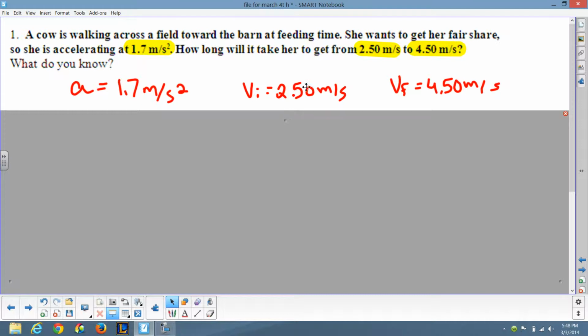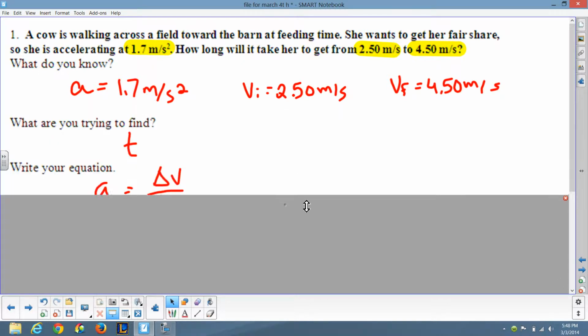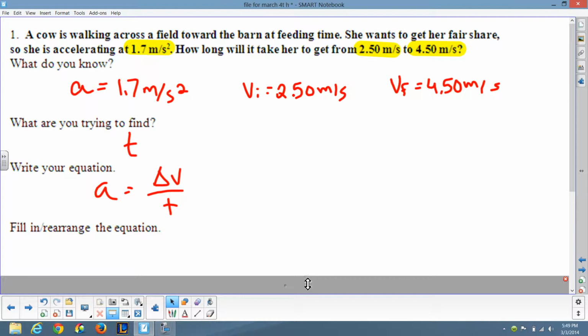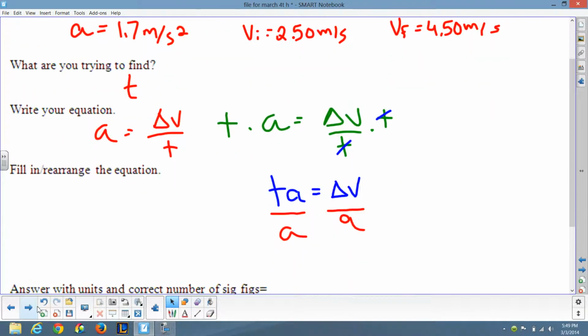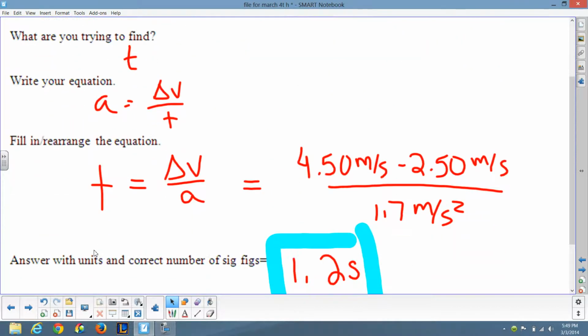The initial velocity is 2.5 because it went from. The final is 4.50 meters per second. It went to that. Trying to find time. There's my equation. I rearrange it by multiplying both sides times t. The t's cancel, and I'm left with time multiplied by acceleration gives me delta v. Divide both sides by a, and I get my final equation. Time is delta v over a.